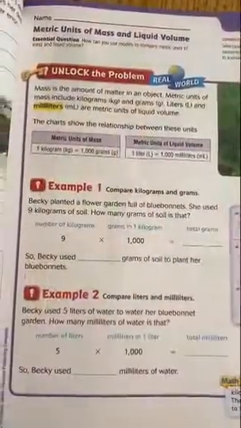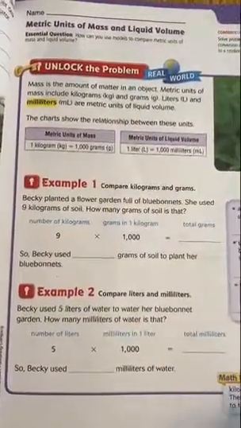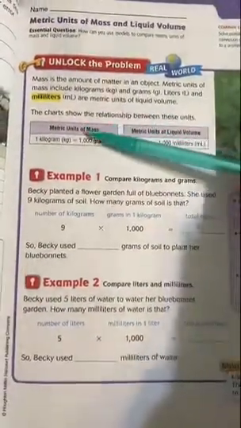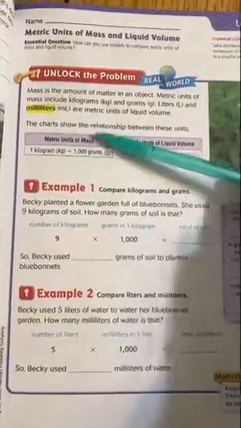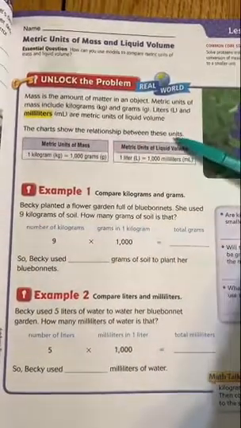So mass is the amount of matter in an object. Metric units of mass include kilograms and grams. Liters and milliliters are metric units of liquid volume. So let's go ahead and take a look at the lesson. Continue on page 471. You can see these two charts. The charts show the relationship between these units.